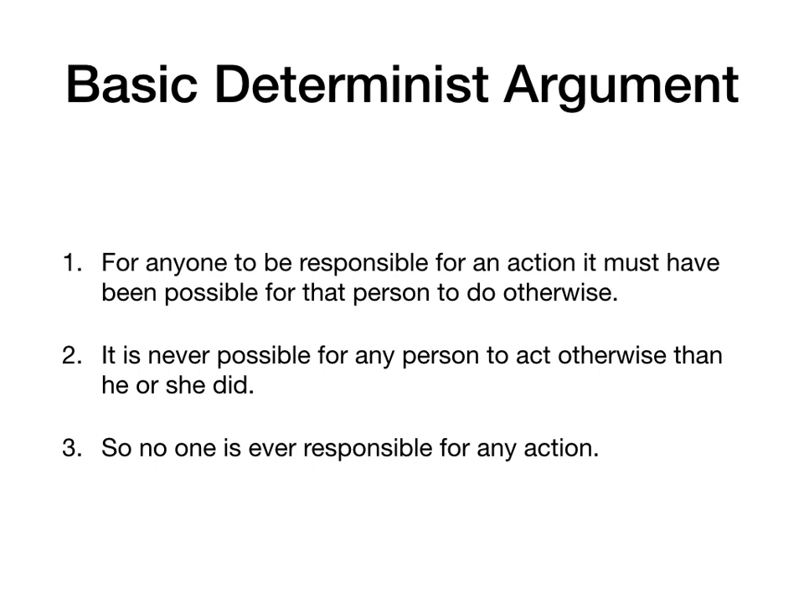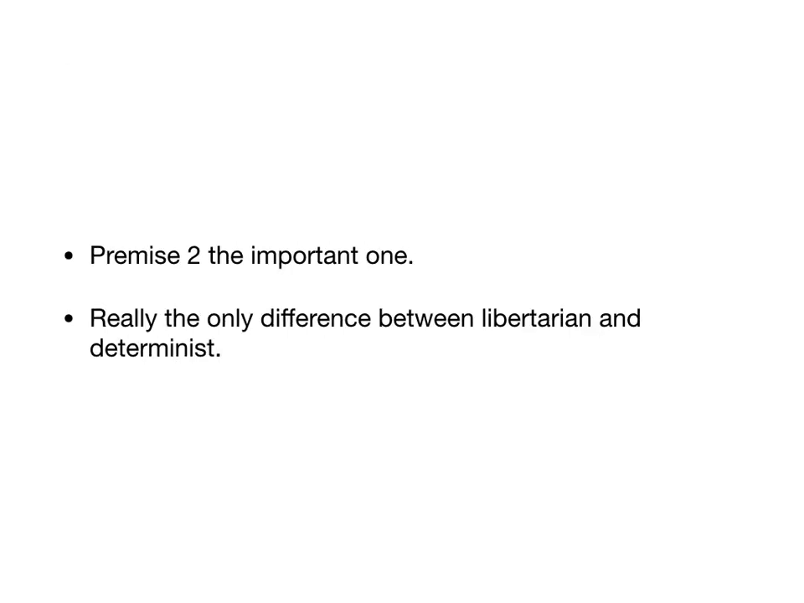So if you look at the determinist argument, premise two is the important one. Not only is it the important one, it's really the only thing besides the conclusion the determinist and the libertarian disagree on, right? Libertarians think for us to be responsible, we have to be able to do otherwise. They just think we usually can, right? Determinists think we never can. So premise two is going to be the key one for the argument, it seems.